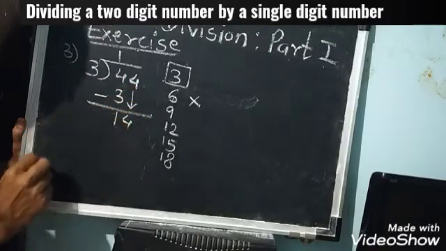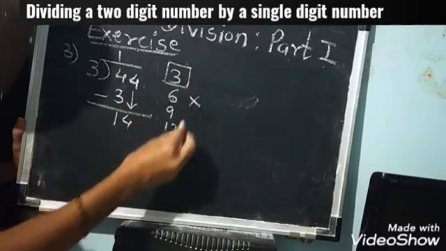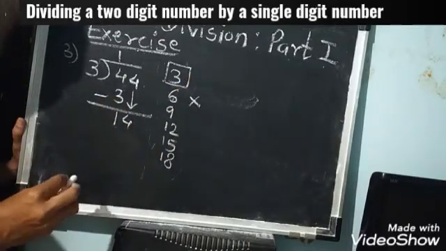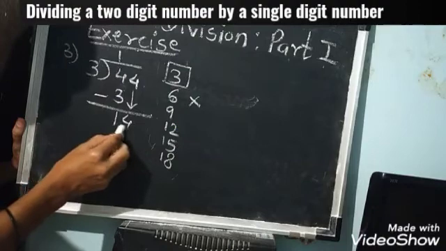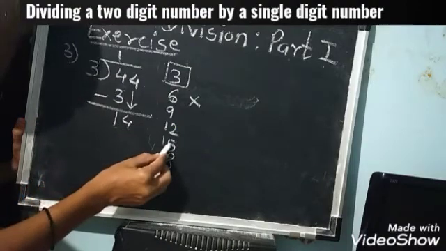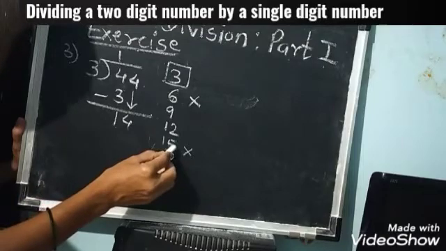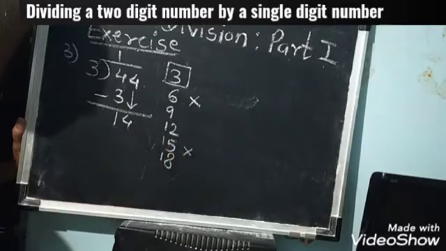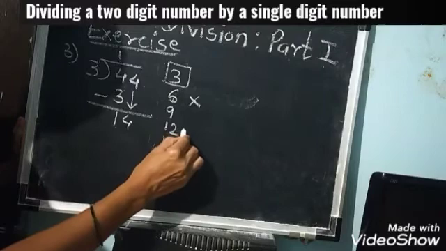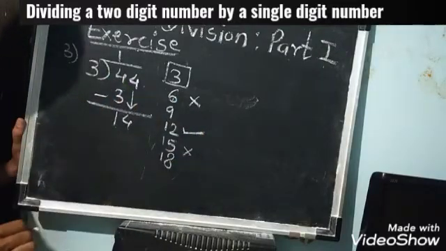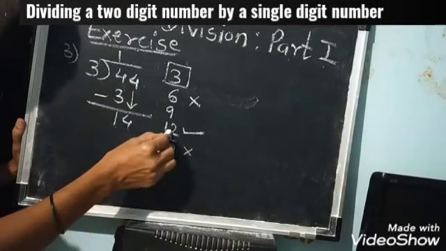Now what do we have? 14. Is there 14 in the table? No, there is no 14. Then what is the smaller number than 15? We can't take 15 because 14 is smaller than 15. 15 is bigger. A bigger number we can't take. Then what is the smaller number? This one, 12. So we have to take 12.